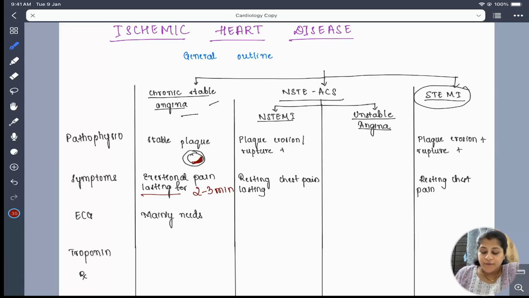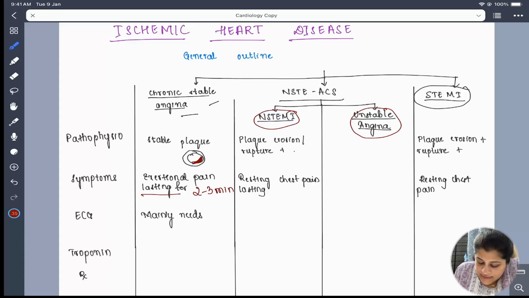Now if you come to non-ST elevation acute coronary syndromes, there are mainly two types. One is NSTEMI and another is unstable angina. Unstable angina is a completely different concept, so I won't be discussing it here. Let's go to NSTEMI. I told you that in chronic stable angina the plaque is stable, meaning it is not changing its size. However, what happens in NSTEMI is the plaque gets eroded or ruptured.